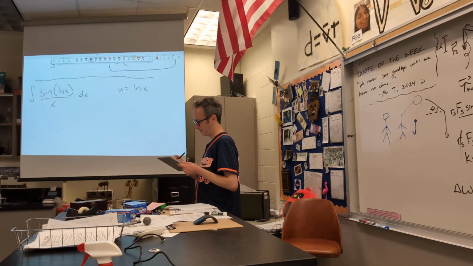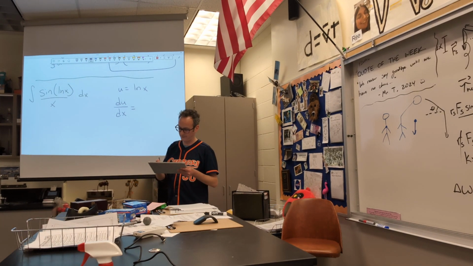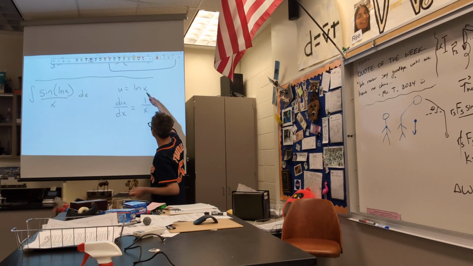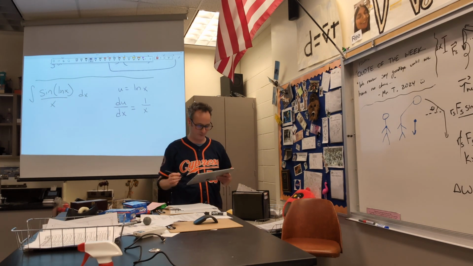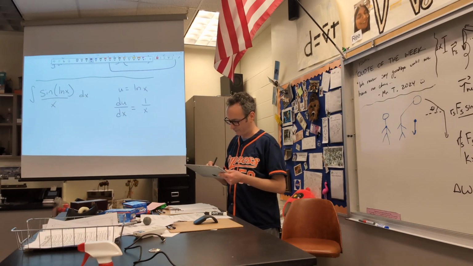The natural log of x. Next step, take the derivative of u with respect to x. What's the derivative of the natural log of x? 1 over x, yes. That's the tricky one, right? So the relationship between a transcendental and a polynomial function is the natural log of x and 1 over x. Again, the next step is to isolate dx, so it's x du is equal to dx. And I will replace that.